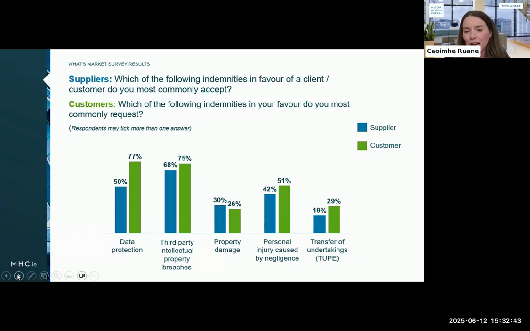Then the last 2 buckets, we have position on indemnities for personal injury caused by negligence and TUPE. The position on both is largely the same as last year. So I suppose, taking it back to speak about indemnities in general, it's quite a different legal principle to a breach of contract claim, and a lot will depend on the actual wording of the indemnity clause itself. It's all in how it's drafted. Case law does show us that the courts tend to look at the objective meaning of the clause and not the subjective meaning, i.e. what the parties thought it might mean or had intended it to mean.